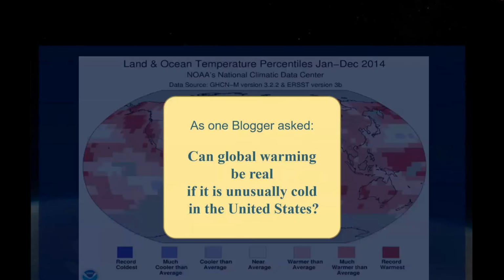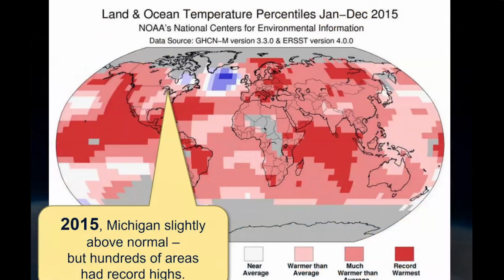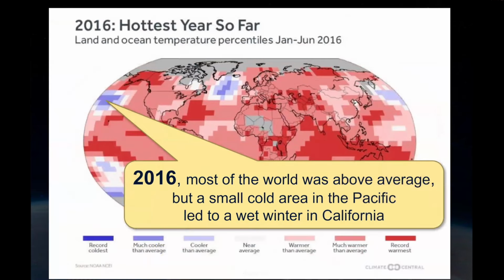As one blogger asked at that time, can global warming be real if it's unusually cold in Michigan? And in about 50 languages around the world, people were shouting, yeah, it sure can. In 2015, Michigan was slightly above normal, but look at it, 100 areas have record high temperatures. In 2016, most of the world was above average, but a small cold area in the Pacific caused a wet winter in California.